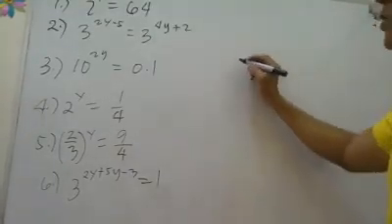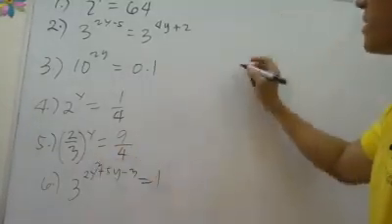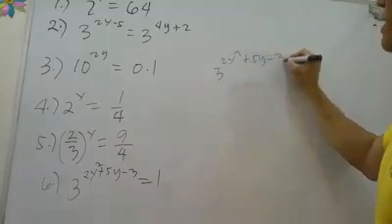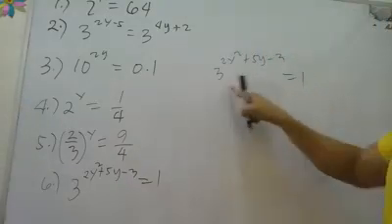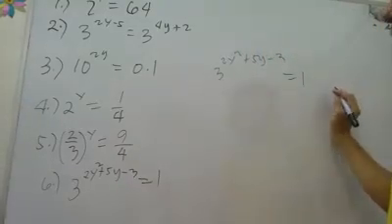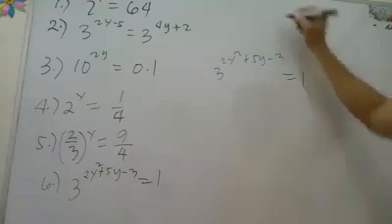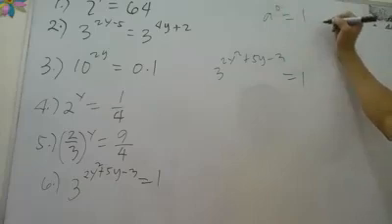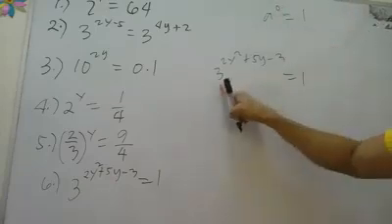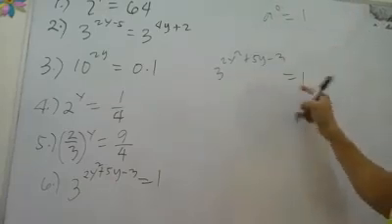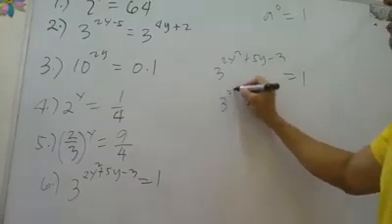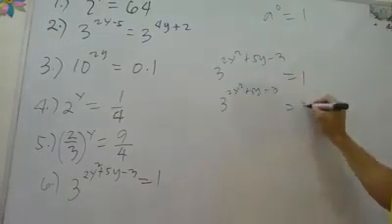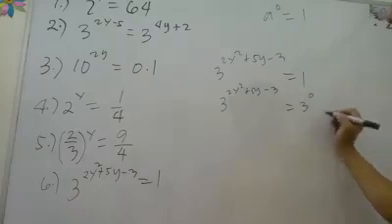3 raised to 2y squared plus 5y minus 3 is equal to 1. Now, this one is 1 and 3. How can we make this one the same base? As you can remember, I discussed before that any number raised to 0 is always equal to 1. Now, since the base is 3, we can make this one to the base of 3. So we can say 2y squared plus 5y minus 3 is equal to 3 raised to 0, right? There we go.